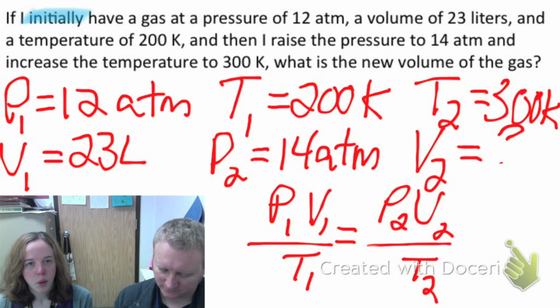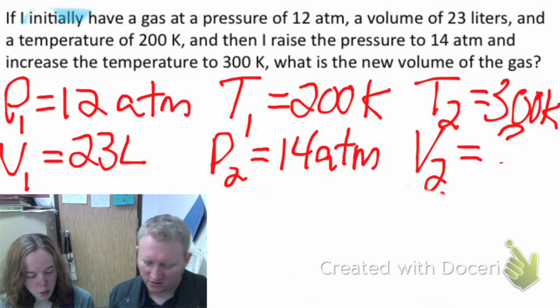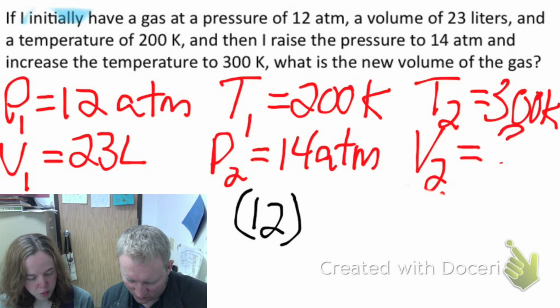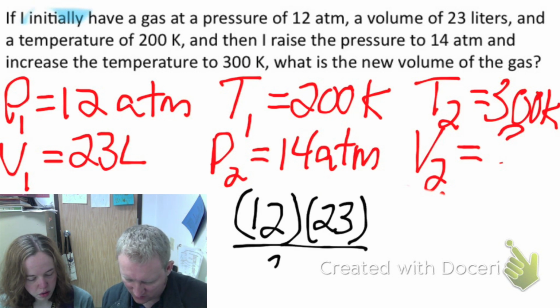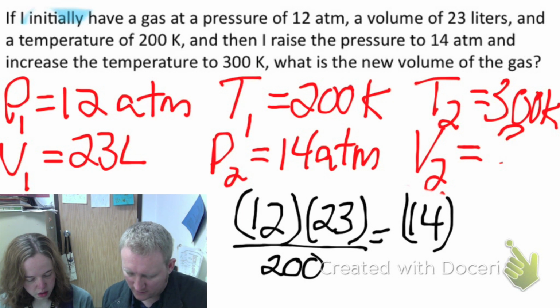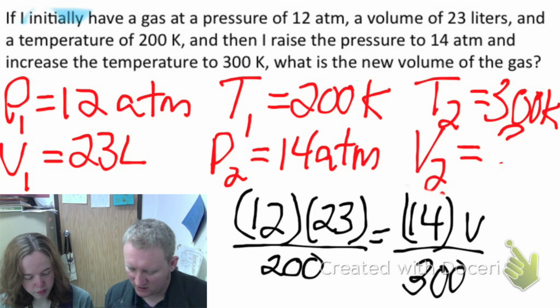Okay. So now we plug everything in and we do algebra. So we had our pressure, 12, times our volume, which was 23, over our temperature, which was 200, equals the new pressure, which was 14, times the new volume, that's what we're looking for, over the new temperature, which is 300.